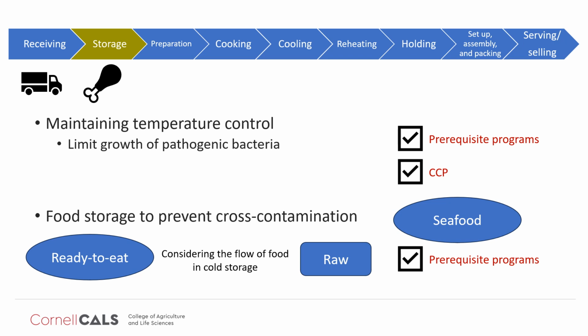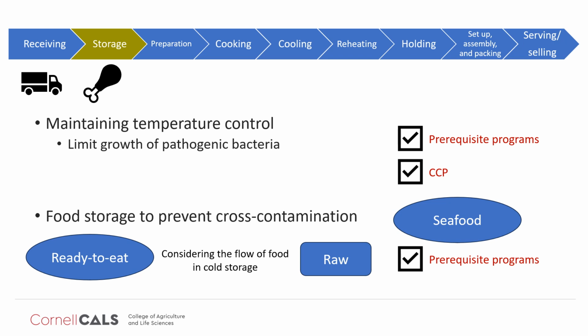Similar principles to establish a CCP or have it be covered by prerequisite programs could be followed for cold storage as well. If we use the seafood example again, a CCP could be established for frozen storage of certain seafood to eliminate the hazard of specific parasites. Other hazards, for example, coming from cross-contamination, could be covered by prerequisite programs like separating raw from ready-to-eat foods in the cold room.